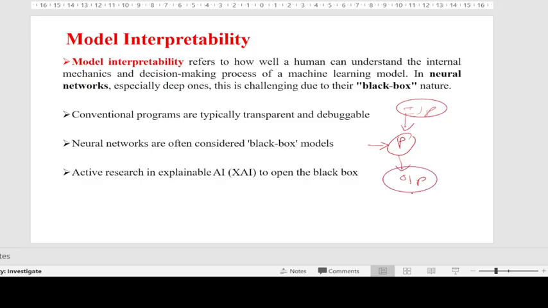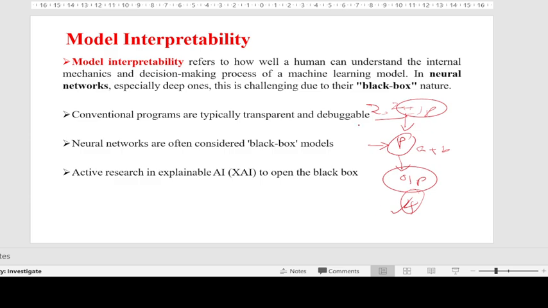That means whoever the programmer is, that programmer is able to understand why a certain output came. For example, you take the addition of two numbers, 2 and 2, and you have written a plus b. You already know 4 will be the output, because based on the input you can predict the output. At the same time, you can clearly justify why this 4 came. That is called model interpretability.